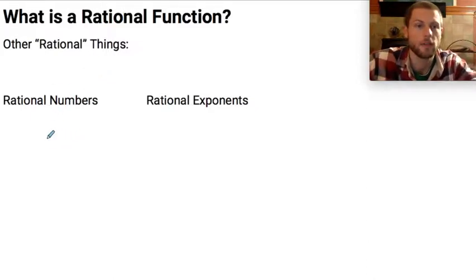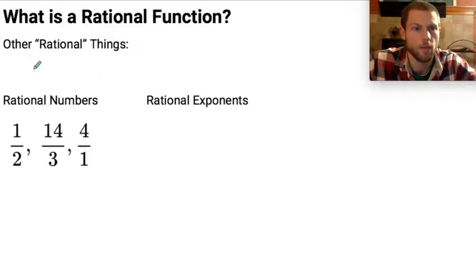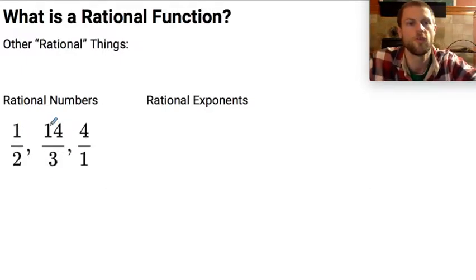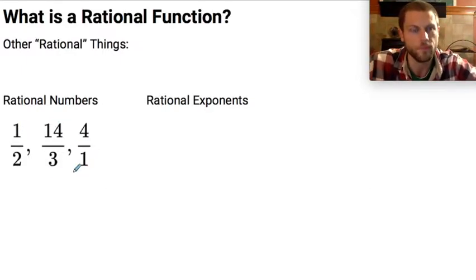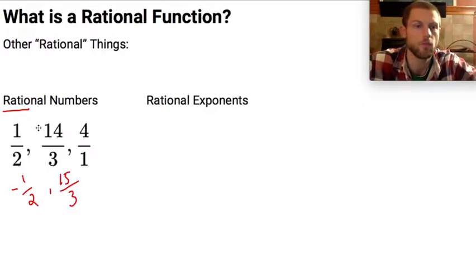What you've seen in the past, you've seen rational numbers. Examples of rational numbers would be 1 over 2, 14 over 3, 4 over 1. By definition, a rational number is the ratio between two numbers, two integers. So I can include negative 1 over 2 in this list, or 15 over 3. These are all rational numbers. And rational numbers can be simplified into other numbers like just 5, but that is a ratio between two numbers.